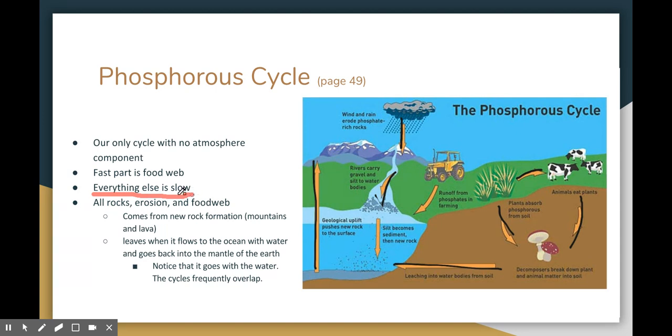The only fast part is when we're eating it. Now that fast part is the same normal thing. Phosphates get assimilated into plants. Plants get eaten by animals. Animals die. Plants die. Decomposers turn the organic compounds that are plants and animals back into phosphates. That's phosphate, PO4.